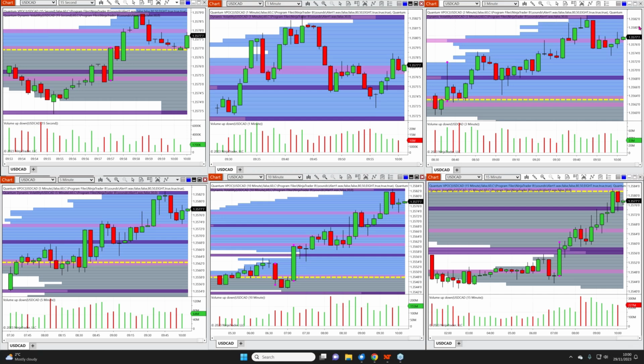But what I really wanted to start with is here, because this is a complete workspace from a multiple time frame perspective. So we're looking at it from the 15-second on the top left, right the way down to the 15-minute on the top right. So a complete time slice.